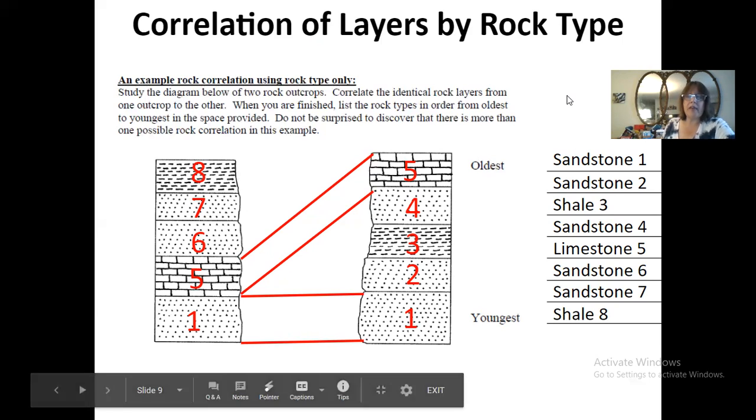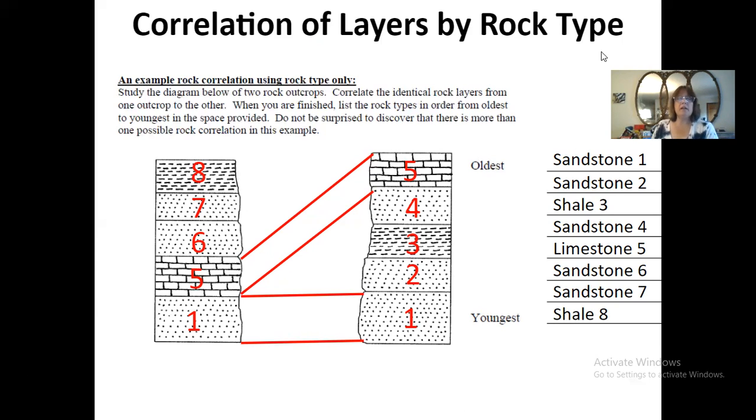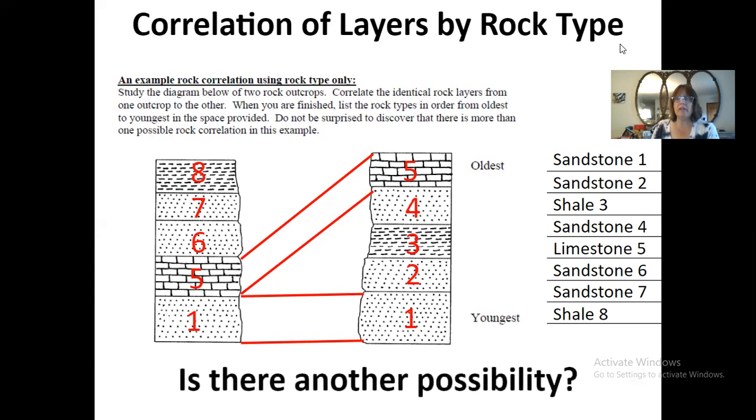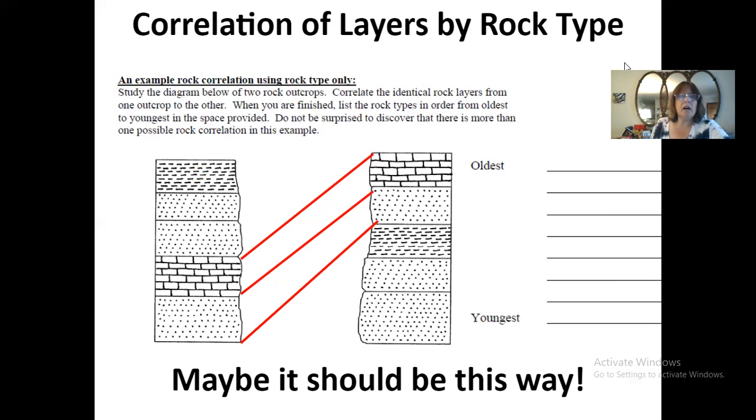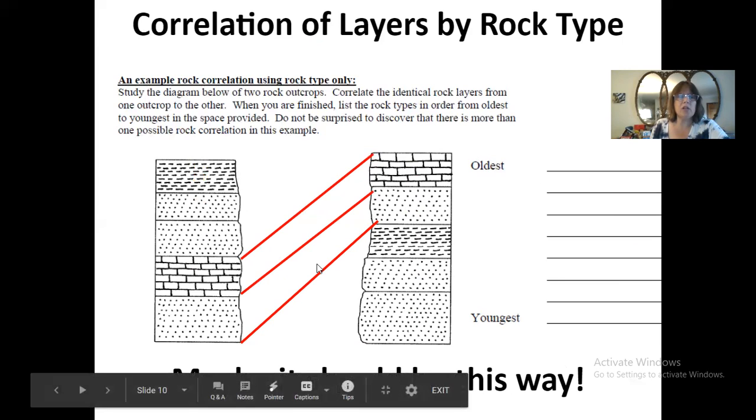All right, so that's one way I could correlate this, but as you've probably recognized, there are other ways I could have done this. There are other possibilities. So just doing this by rock type, I could correlate them this way. And then I have to figure out which one's my oldest. That is here or here, but I've correlated this. So I've said these are the same thing. So this is obviously younger than this one.